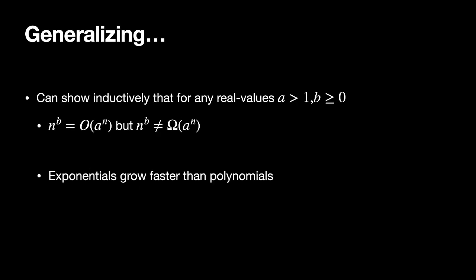Okay, so generalizing, we can actually show inductively that for any real values a, which is greater than 1, and b, which is greater than or equal to 0, that some n to the power of b... So basically what we're saying here is that we've got a polynomial, and we're comparing it to an exponential. Okay, so exponentials, the thing on the right, always grow faster than polynomials.